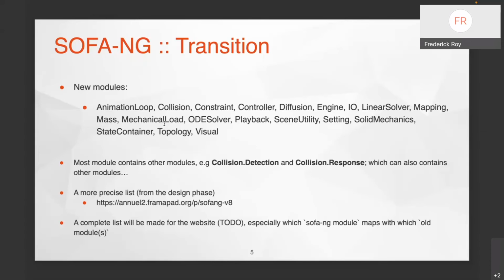For example, for collision, there will be two categories like detection and response, which makes sense for collision. In collision detection, there will be other subcategories like intersection and algorithm, and response is contact. So you can see that there are some subcategories.